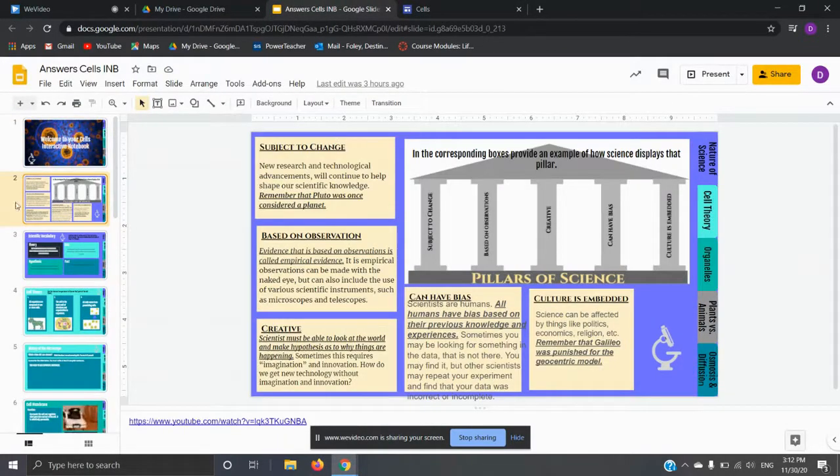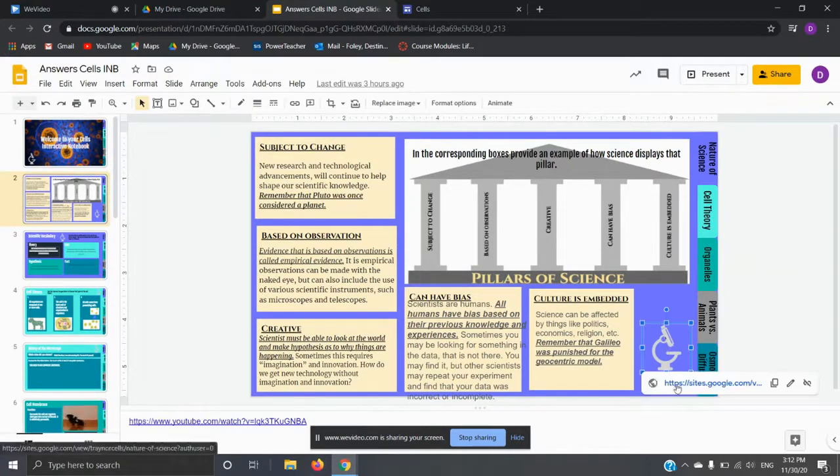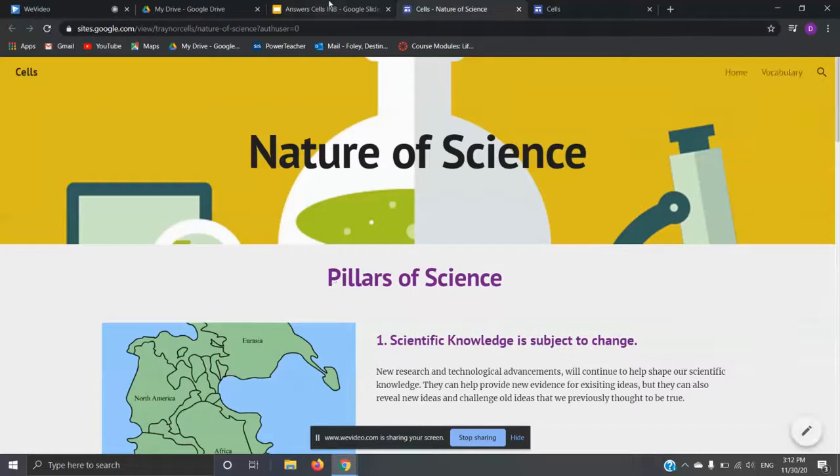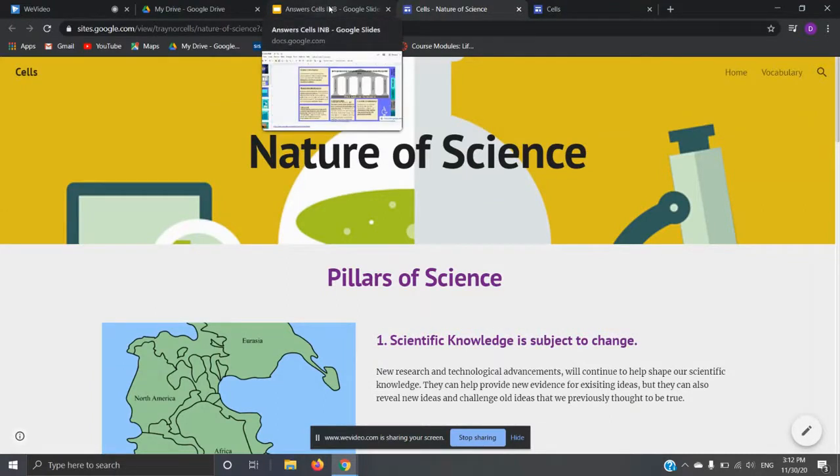And if you click on the second slide, if you click on this microscope, it takes you to the nature of science. We've kind of talked about the nature of science a little bit when we did our science experiment, but this is in more detail. So let's look and see what you need to type into your answers.